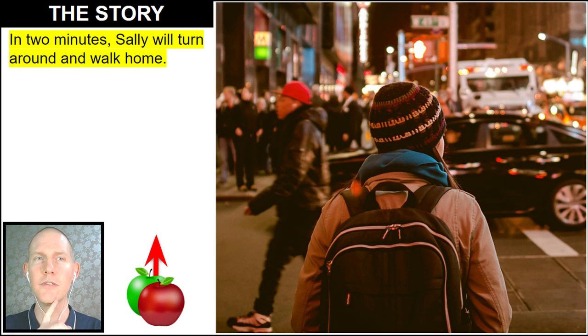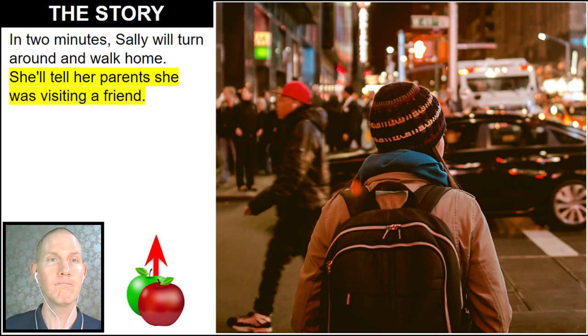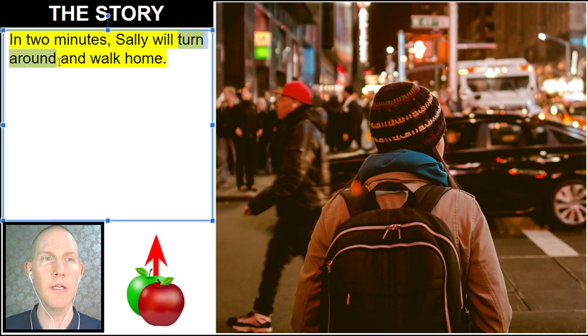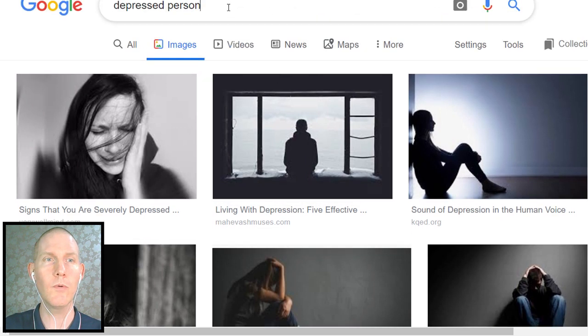In 2 minutes, Sally will turn around and walk home. All right, and turn around means that she's facing that way. In a moment, she will be facing towards us. She's going to turn around. She's going to change directions. She's going to do a 180. Let's take a look. What does do a 180 mean?